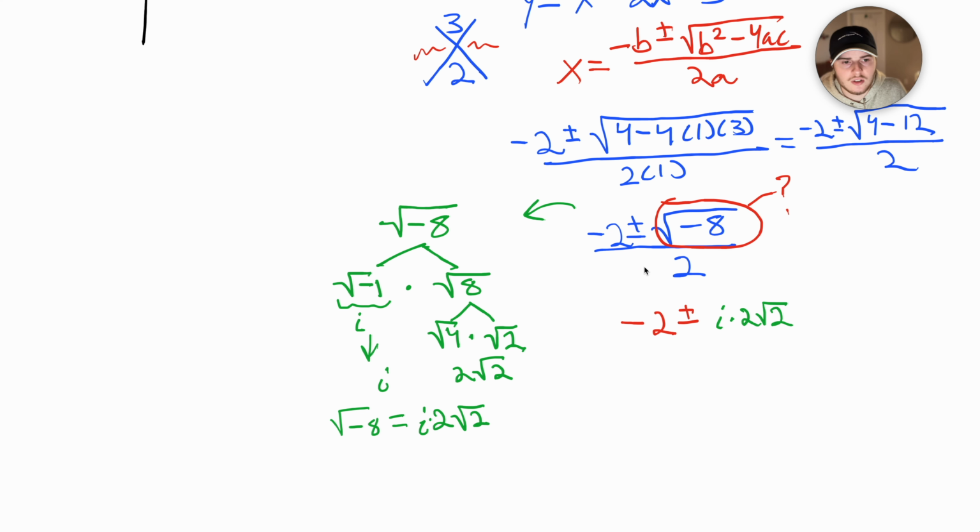And we know this is all over 2. And then we can further simplify this. We know that negative 2 we can divide by 2, the denominator here, which would be negative 1. And then plus or minus. And we know that this is 2 square root of 2 times i. And we can divide that all by 2 since it's connected with multiplication.